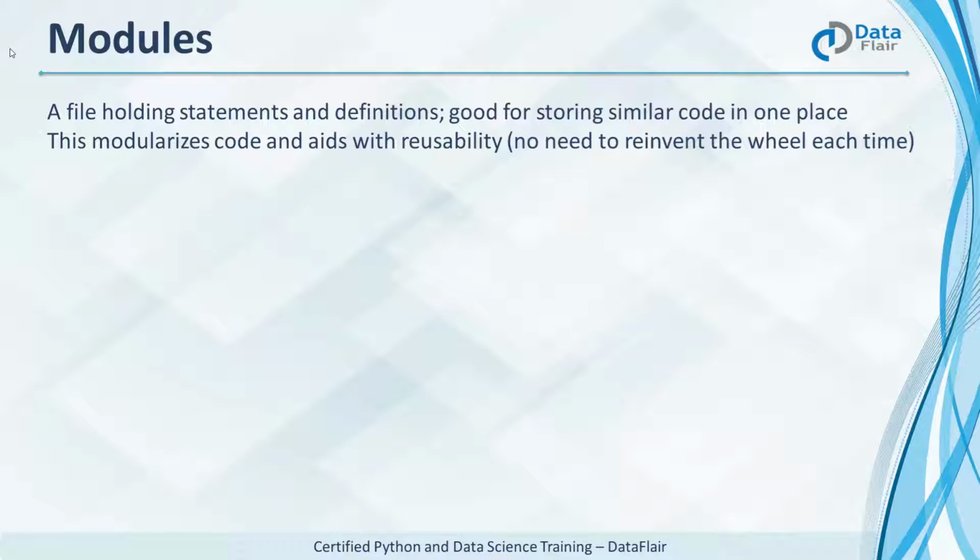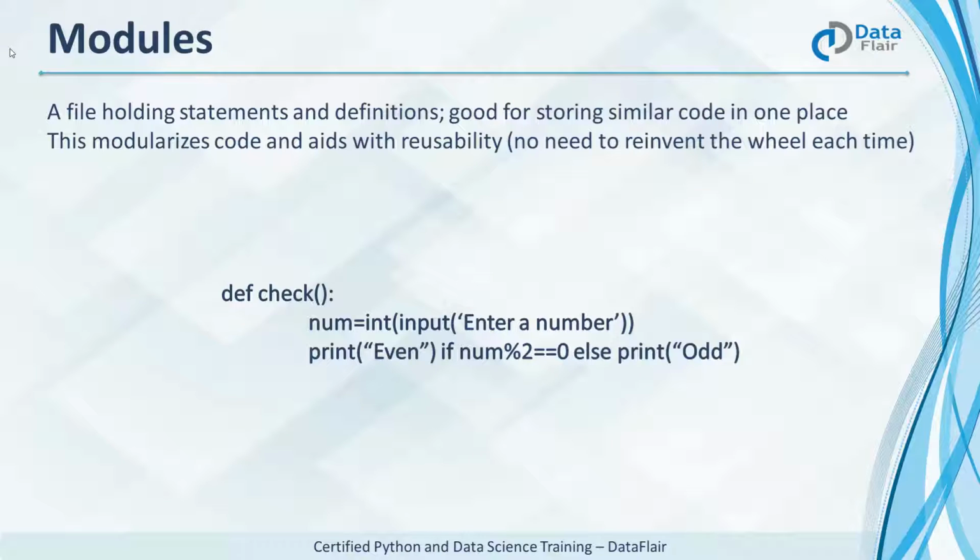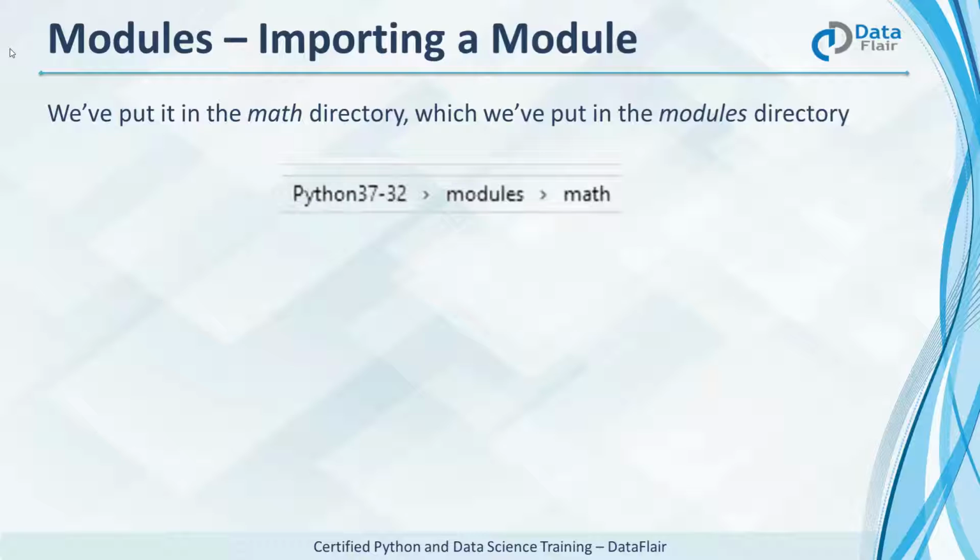Let's say we have a modules directory. In this, we have a math directory. In this, the even-odd module, and in this, the check function. This asks the user to input a number, then declares even or odd accordingly. Even-odd is in math, which is in modules, which is where our installation of Python is.